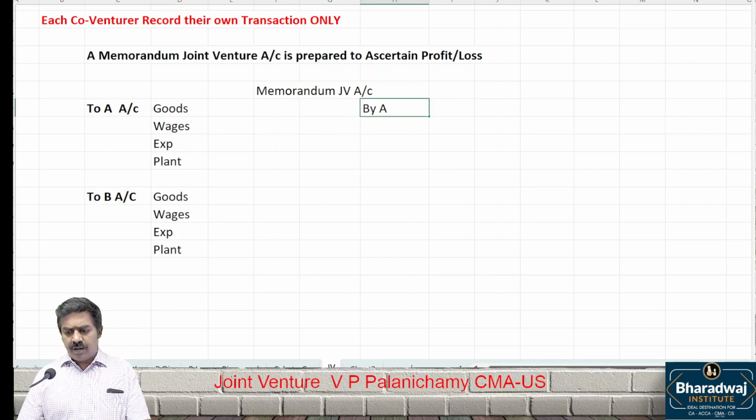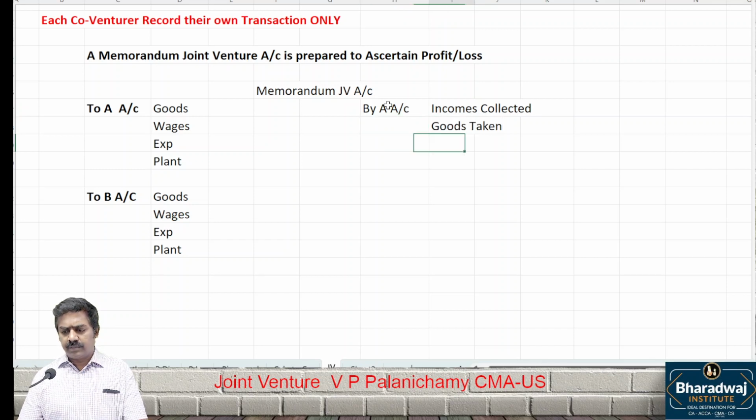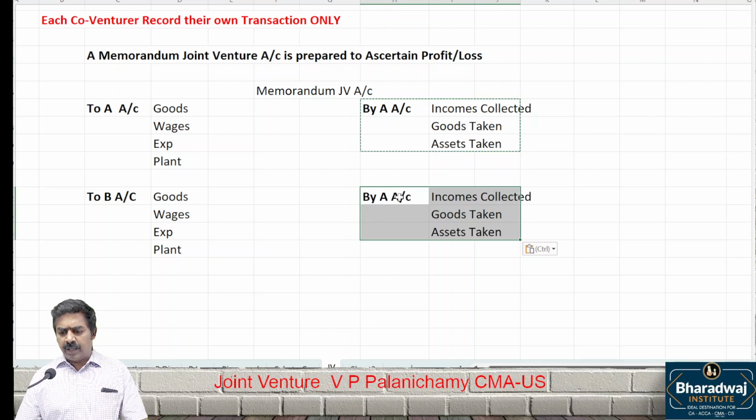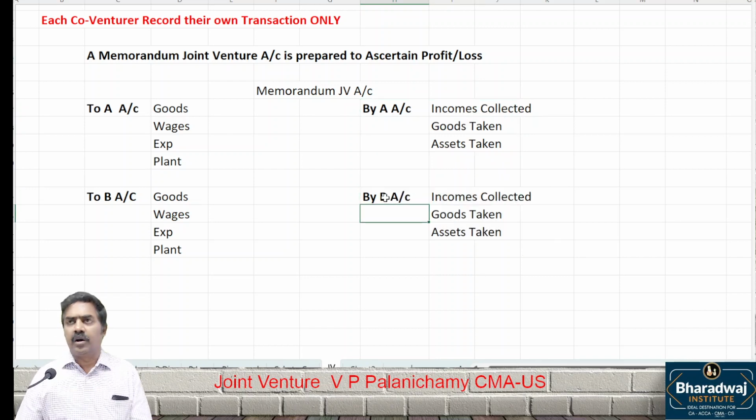In the same way, by A account for the income collected, goods taken, asset taken. So all those things will be recorded as what? By A account. Same way, whatever is taken over by B will be recorded as what? By B account.